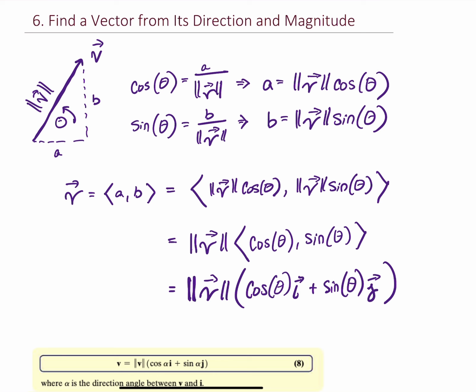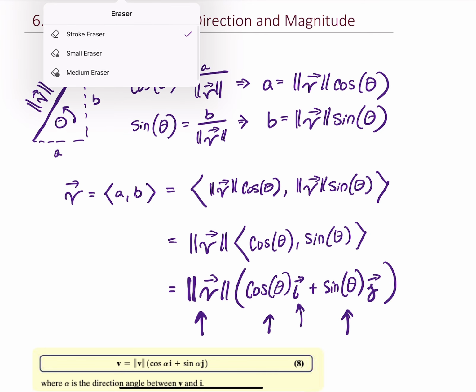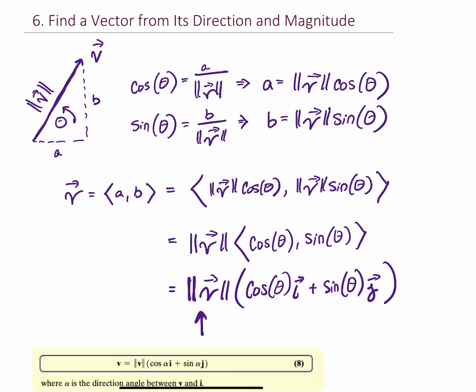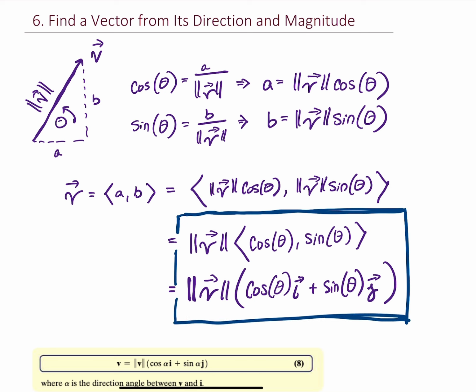And this might remind you of our polar form of a complex number, where we had our r, which is the magnitude in our case here, times some statement with cosine plus sine. This is a different i. It's not our imaginary number. It's the unit vector i. But we have a similar kind of setup here. So if we were just given the magnitude and direction, we can still describe our vector in component form or in i and j form.